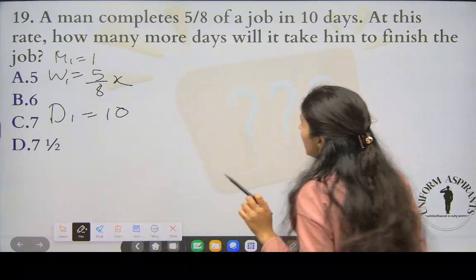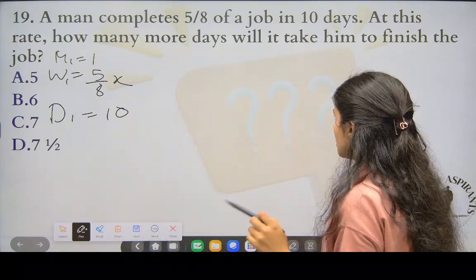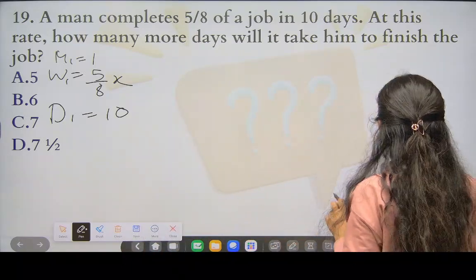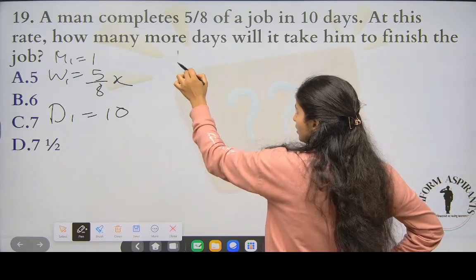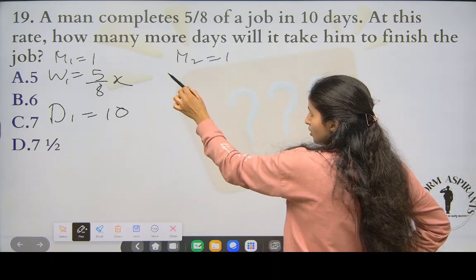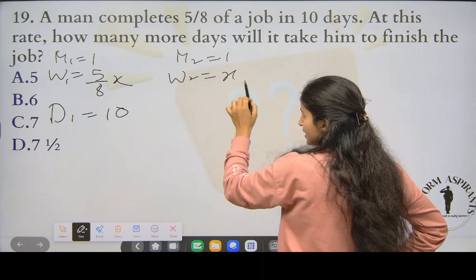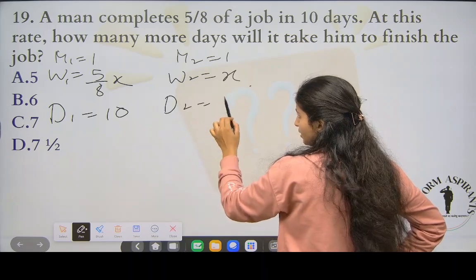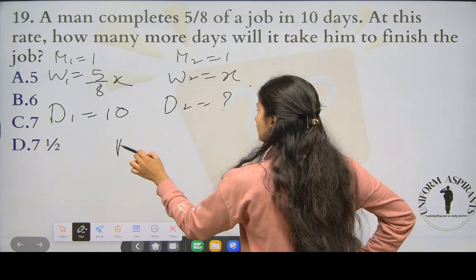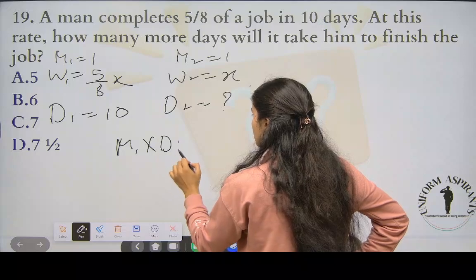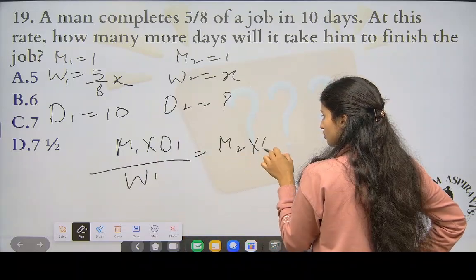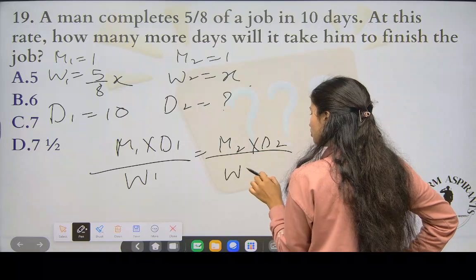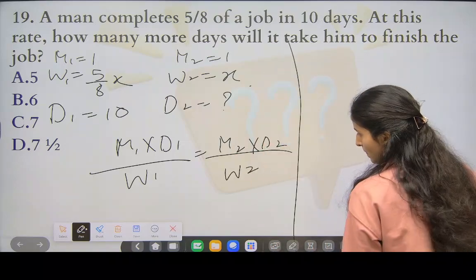No problem. At this rate, how many more days will it take him to finish the job? Okay, he's saying M2 is also 1. Work is X and D2 we have to find. Okay. M1 into D1 upon W1 is equal to M2 into D2 upon W2. No problem.